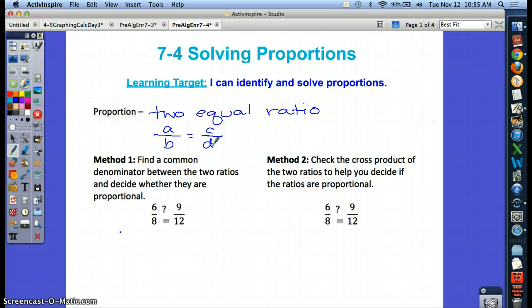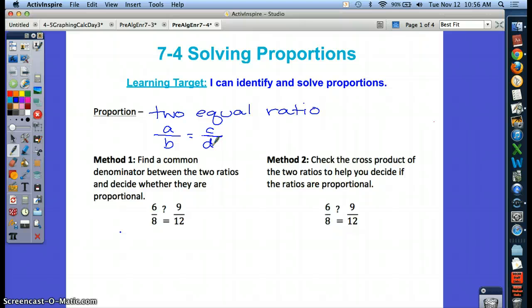So we've talked about this idea before, but if two ratios are equal, we can call it proportional, or they form a proportion. And to check if they are a proportion, you have two options. You have two methods that you can use. So method one would be finding a common denominator between the two ratios and then decide whether they are proportional by making them have the same denominator.